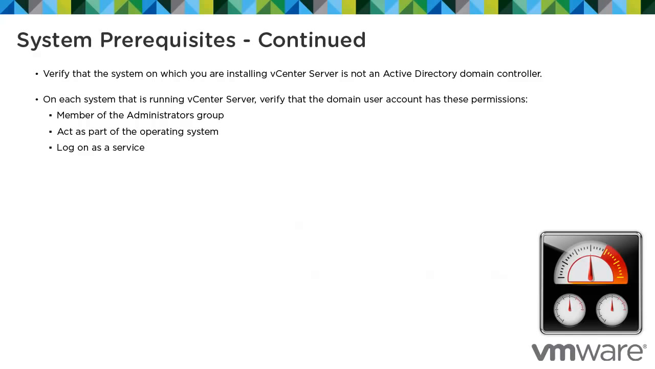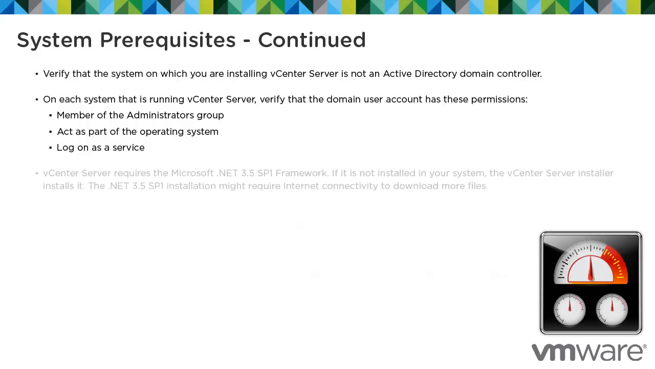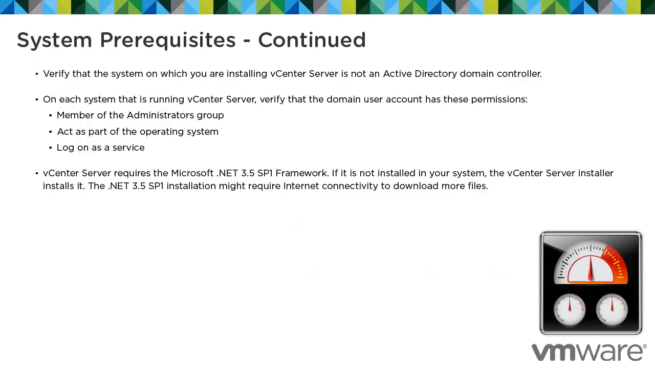On each system that is running vCenter Server, verify that the domain user account has these permissions: member of the Administrators group, act as part of the operating system, and log on as a service. vCenter Server requires the Microsoft .NET 3.5 SP1 framework. If it is not installed on your system, the vCenter Server installer will install it. The .NET 3.5 SP1 installation might require internet connectivity to download more files.